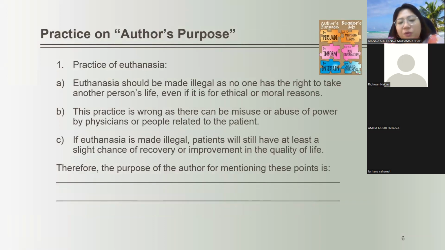Okay, so therefore the purpose of the author for mentioning this point is, look at the topic, practice of euthanasia. When we read about euthanasia, definitely this is not going to be that entertaining to read. And then when you look at the points given, euthanasia should be made illegal as no one has the right to take another person's life, even if it is for ethical or moral reasons. So here you can say that this is actually to inform. But at the same time, you can say that it is actually to instruct, for example. But you need to look at the point given.